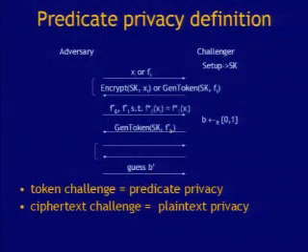So here I've shown the game in terms of a token challenge, where in the challenge phase, the adversary is outputting these two predicates, f0 and f1, and this corresponds to the predicate privacy game. If we replace the challenge step with a ciphertext challenge, where the adversary is giving two plaintexts and getting back an encryption of one of them, then this corresponds to the plaintext privacy notion, which is already achieved by these public key predicate encryption schemes.